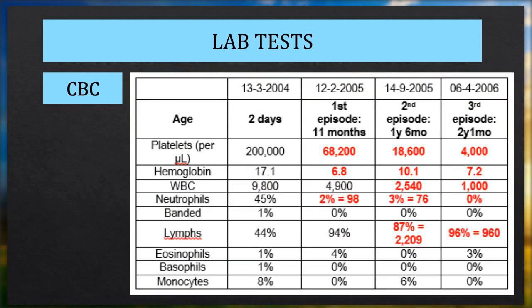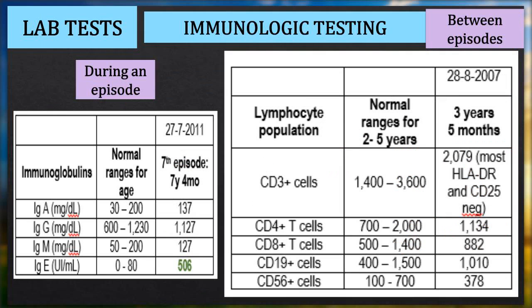Well, her CBC, these we have between different episodes. And you can see that the platelets really go down to 4,000, hemoglobin to 7.2 or 6.8, white blood cells as low as 1,000, neutrophils sometimes being absent, lymphocytes on some occasions very low, like 960.